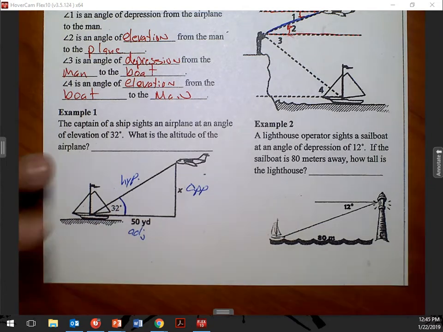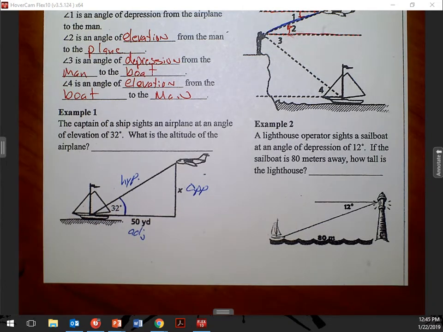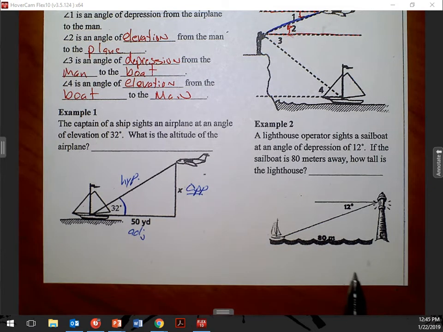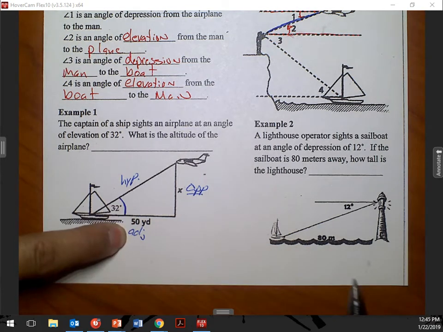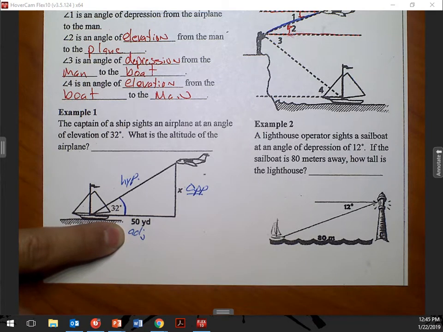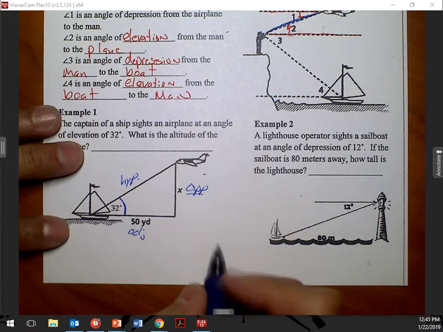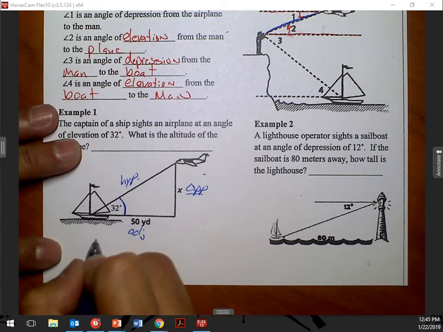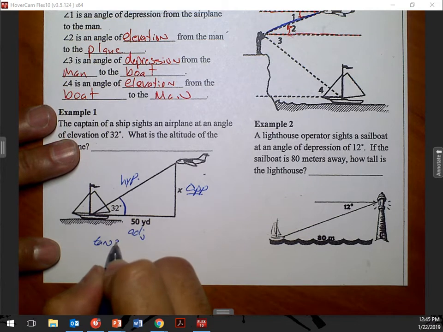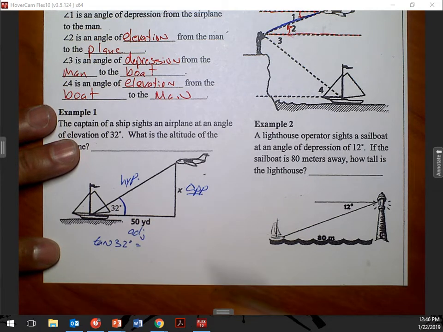Okay, so which side am I looking for? I'm looking for the opposite. What side is given to me? Adjacent. We have opposite and adjacent. So what trig ratio has opposite over adjacent? Tan. Very good. So it's tangent of 32 degrees equals what over what?